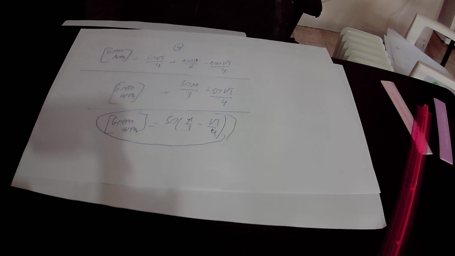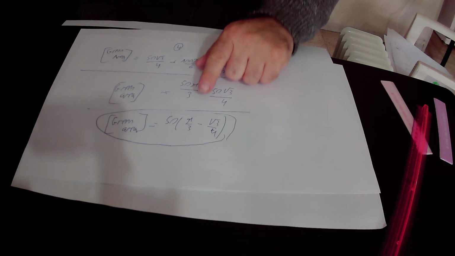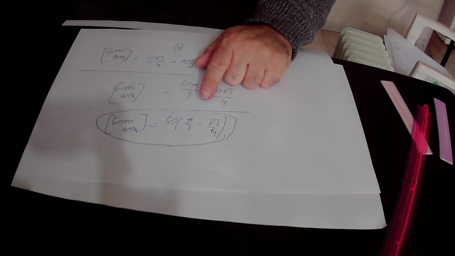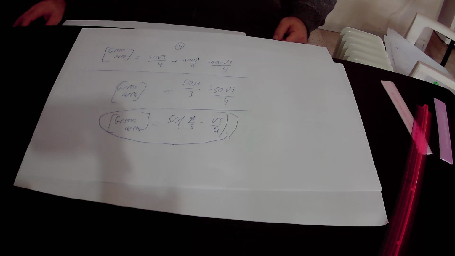So in both methods we found out that the area of the green shape equals 50 times pi over 3 minus square root of 3 over 4 square units. Okay, thank you very much.